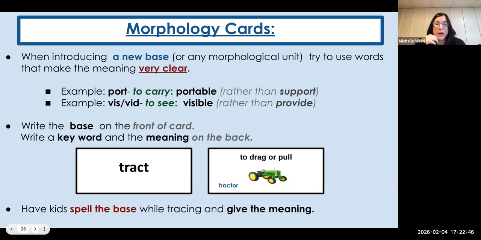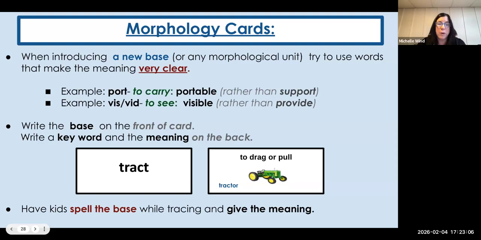I have the example port here. Port means to carry. So portable is a better, more transparent way to unlock the root, as opposed to using the word support. Same with vid. It means to see, with visible. You'd rather use that keyword as a sample than the word provide.